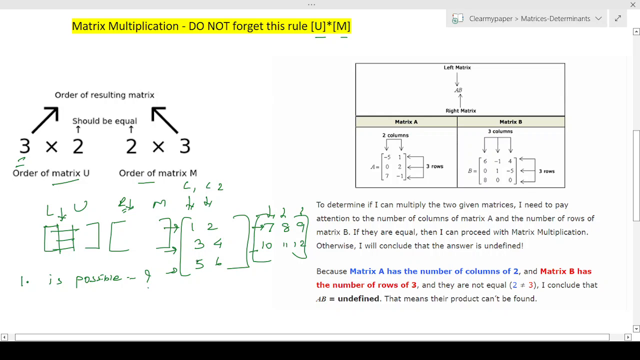In this case, is multiplication possible? The way to check that, like I said, is that the number of columns on the left matrix should be equal to the number of rows on the right matrix. Or if you put the orders together, these two numbers should be equal. Then the multiplication is possible, or defined, and that's the whole thing that we have explained here using the verbiage.